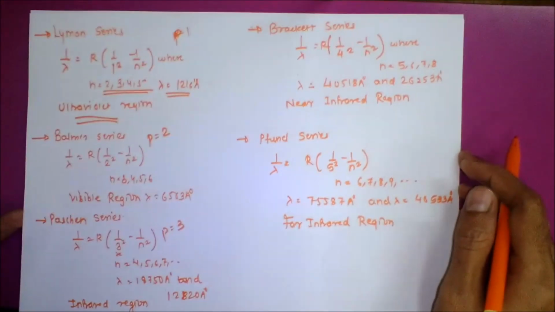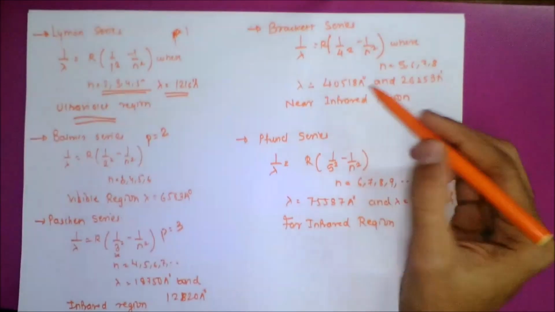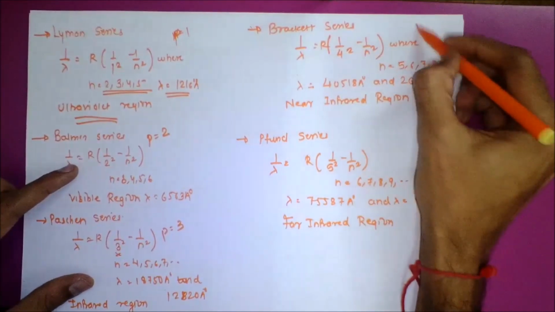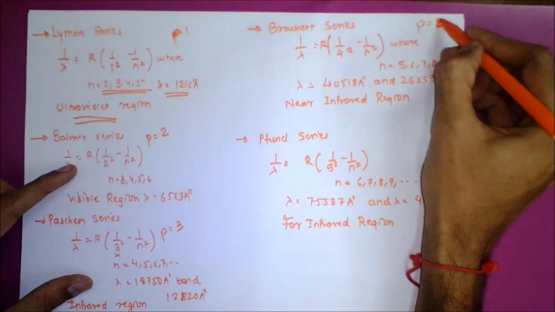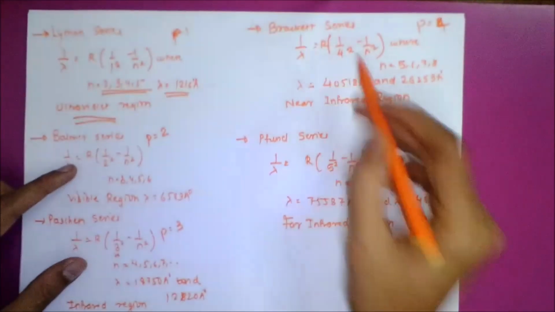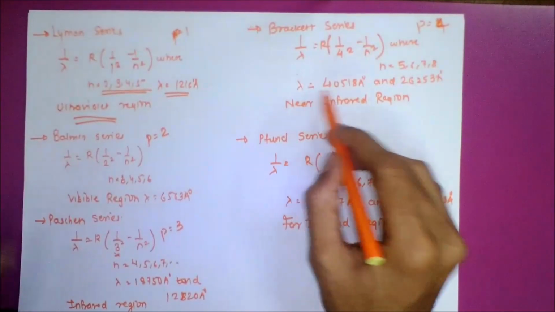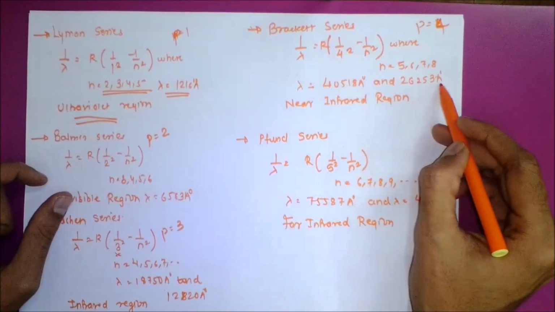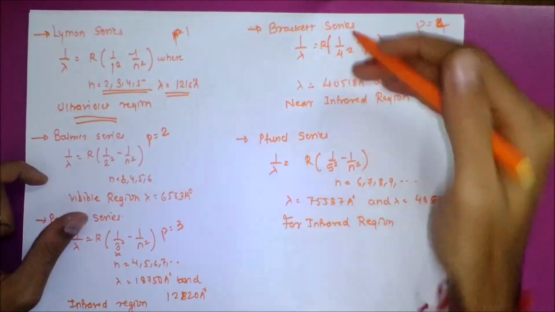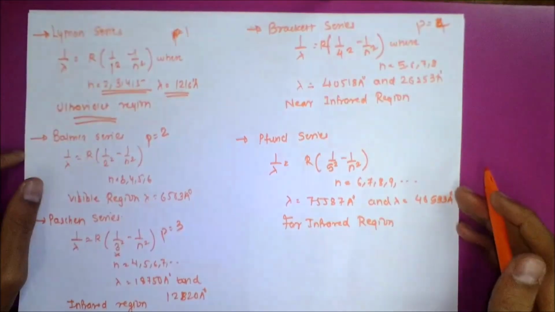We again have the Brackett series, where the electron will fall from any of the outer orbits into the fourth orbit, radiating energy, and the wavelength will be 40,518 angstroms to 26,250 angstroms. This series lies in the near infrared region.